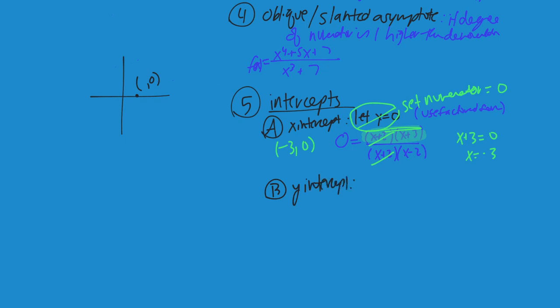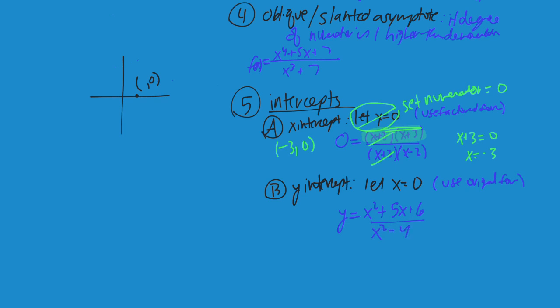And to find the y-intercept, we are going to let x equal 0, and then we're going to use the original form. And so on the original form, if you recall, it is y is equal to x squared plus 5x plus 6 over x squared minus 4.